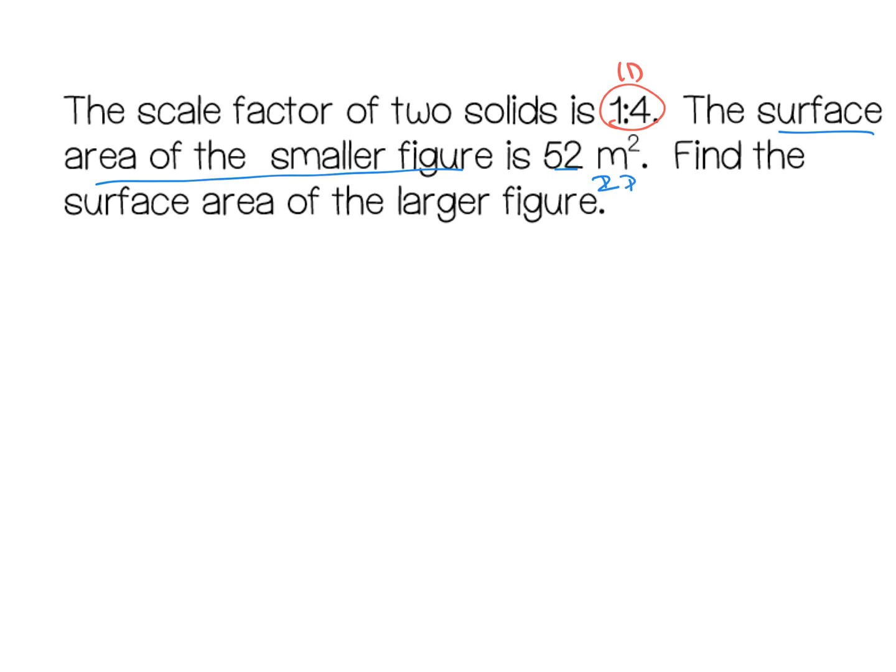So right now we have a 1-dimensional measurement of 1 to 4. I want a 2-dimensional measurement, so I need to compare 1 squared to 4 squared, or 1 to 16. That is one of the fractions in my proportion. 1 is the smaller figure, 16 is the larger figure. The surface area of the smaller figure is 52, so since my smaller ratio is in the numerator, that's where the 52 goes. I'm solving for the surface area of the larger figure.